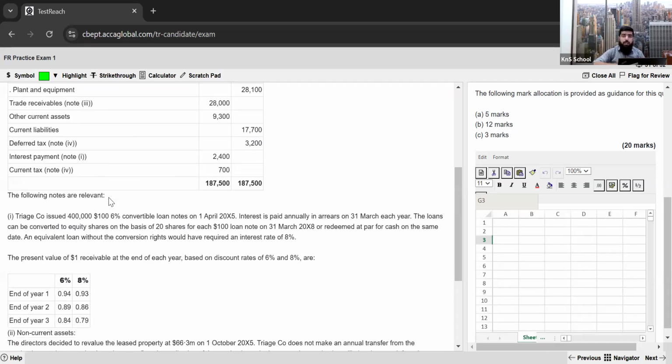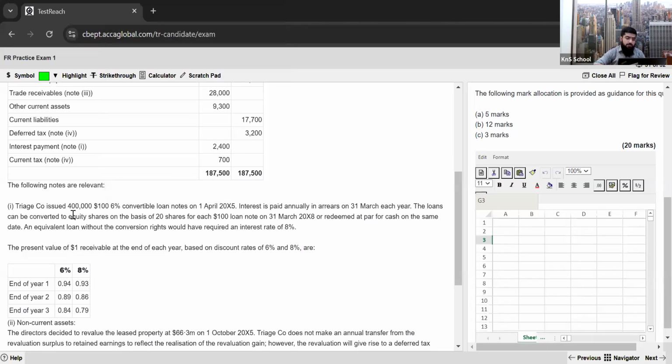First of all, let's read out all the adjustments, and then we are going to solve those adjustments. First of all, Triage company issued 4 lakh $100 6% convertible loan notes. Now, can any one of you please identify from which standard this adjustment has been taken?